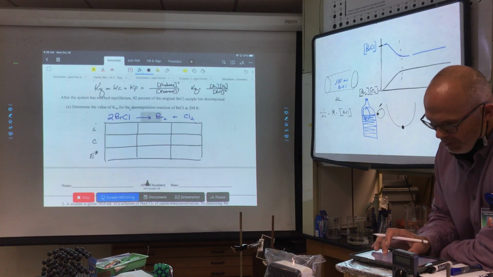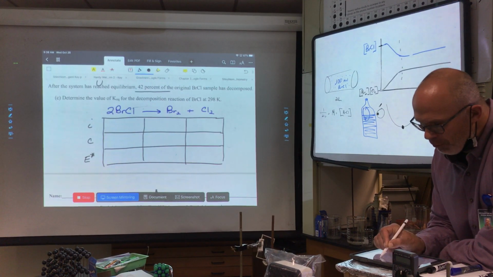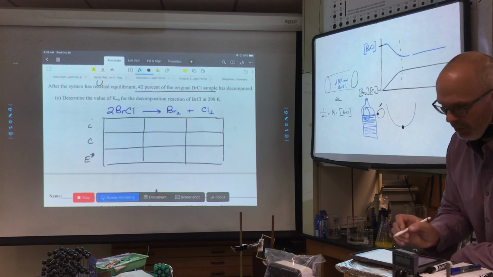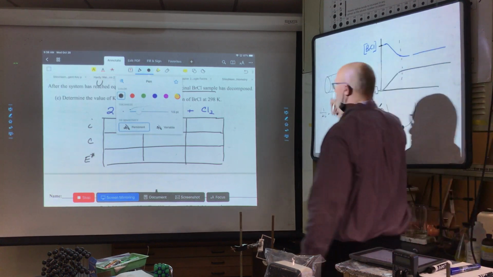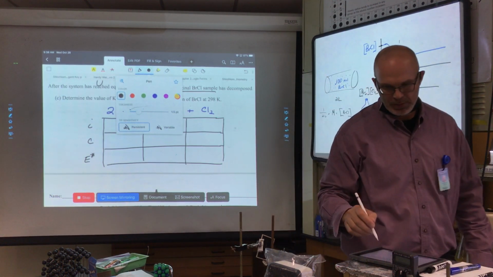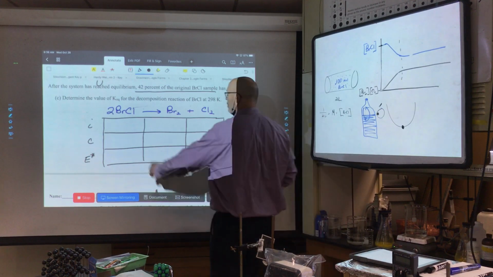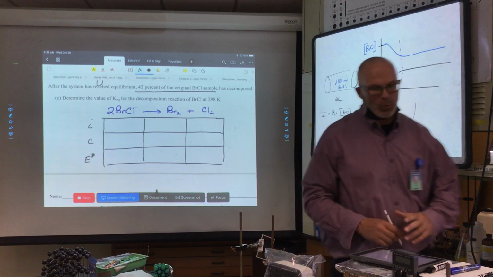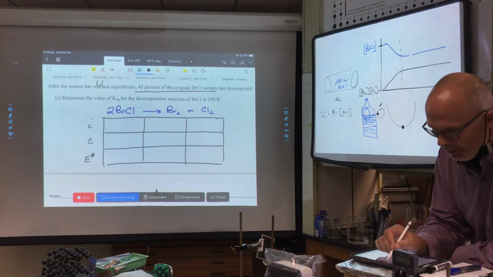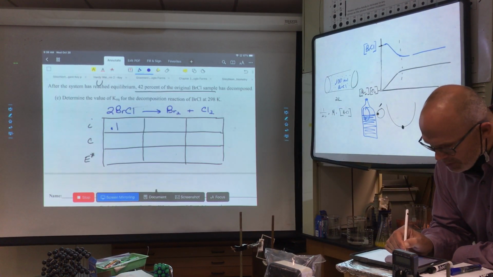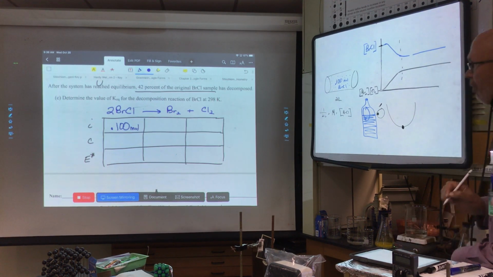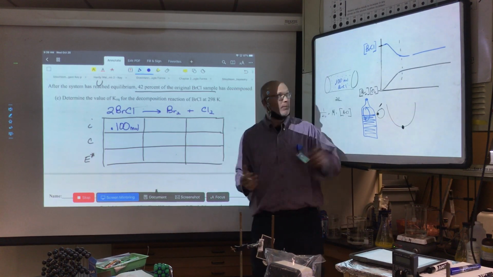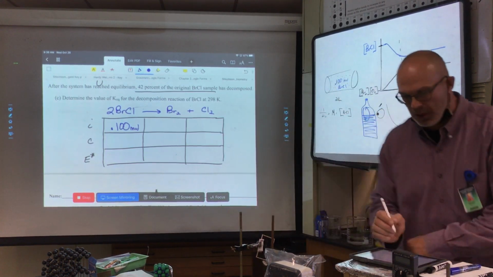All right, now let's put the values in. What do we have? They said 42% of the original BrCl sample is decomposed. Let's put in the original amount. What did I put in this evacuated container? 0.1 moles. So that's my starting amount, my initial. 0.100 mole. We're cool, no E. The other two are zero. Perfect. They haven't reacted yet. We're starting here, just like we've done before.